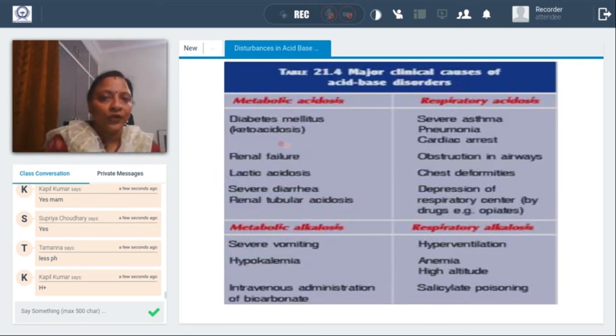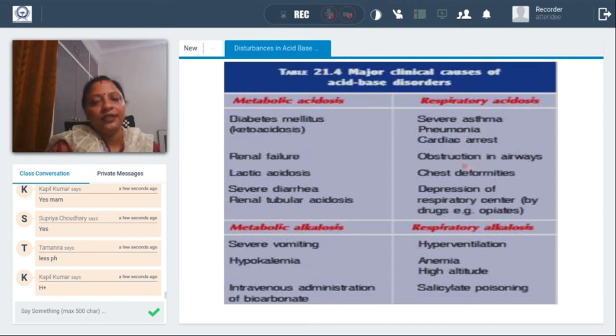So here important are, you can see from Satyanarayana, the examples of metabolic acidosis are diabetes mellitus. You all know it is ketoacidosis. We will study in detail later. And other examples are renal failure, lactic acidosis, severe diarrhea, renal tubular acidosis. Metabolic alkalosis: severe vomiting, hypokalemia, intravenous administration of bicarbonate. And these are the examples of respiratory acidosis: severe asthma, pneumonia, cardiac arrest, obstruction in airways, chest deformities, depression of respiratory centers by drugs like opiates. And these are the examples of respiratory alkalosis: hyperventilation, anemia, high altitude, and salicylate poisoning. So please remember these examples for your examination purpose.